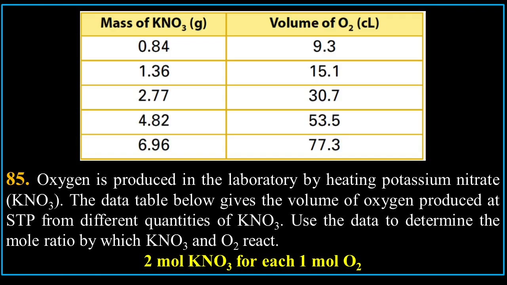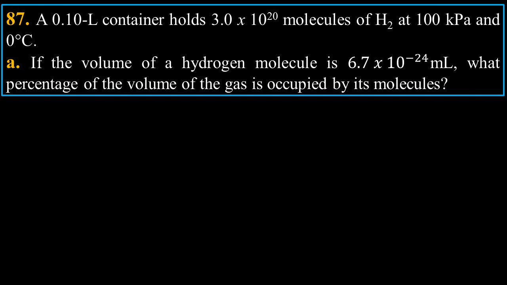So 2 moles of potassium nitrate for each 1 mole of oxygen. Now, a 0.1 liter container holds 3 times 10 to the 20th molecules of hydrogen at 100 kilopascals and 0 degrees Celsius.